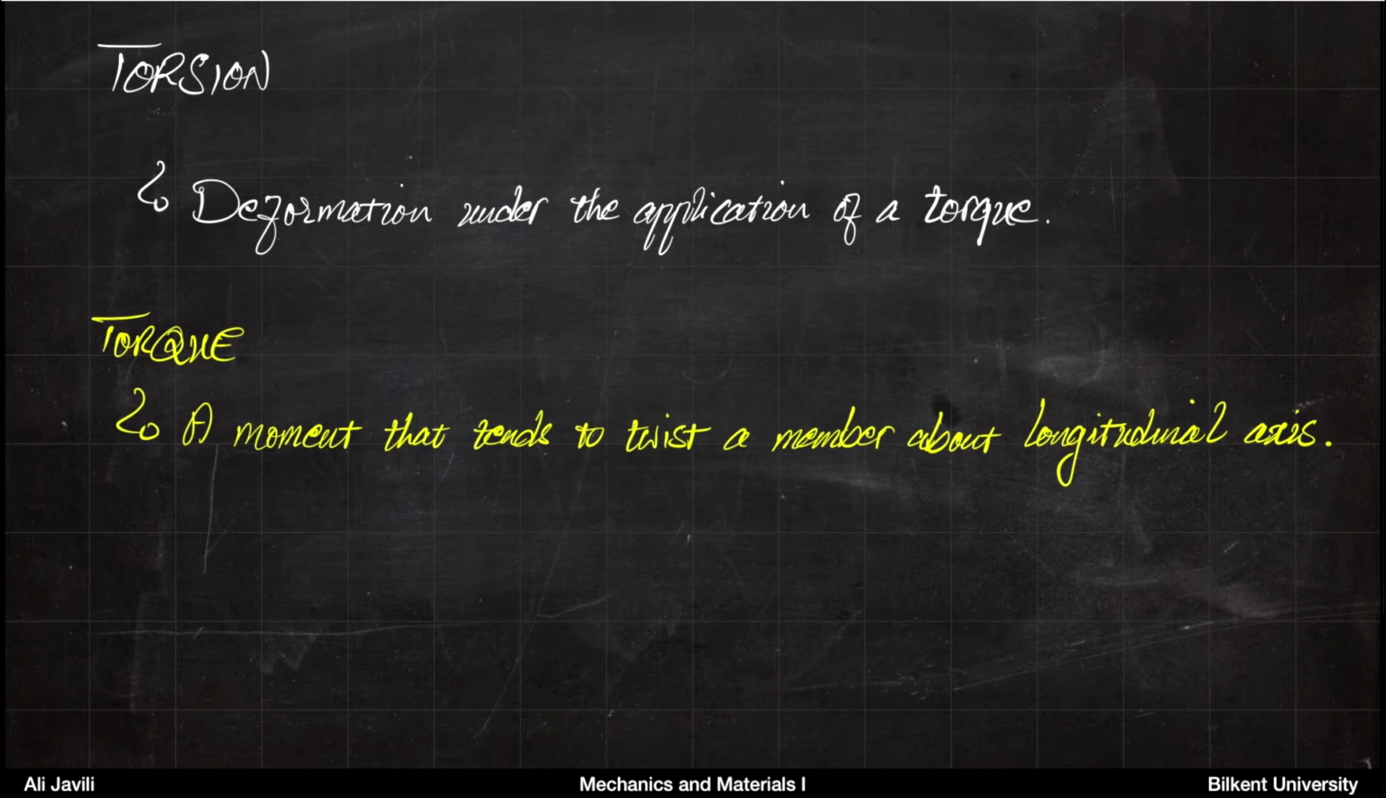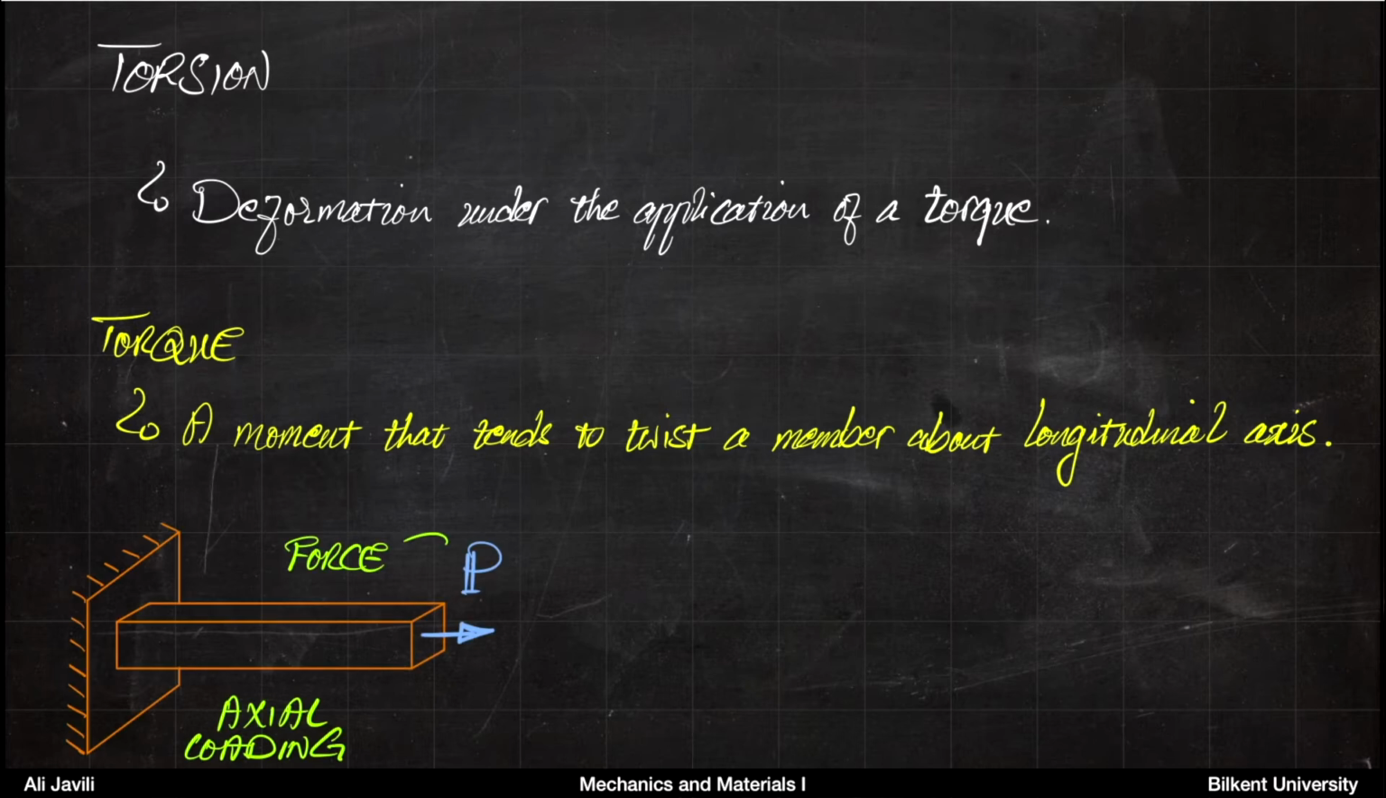In order to illustrate torque, I start with axial loading again because it provides a good reference for us. So if you assume you have a rectangular block here or a bar, on that bar, if you apply a force, a normal force, P, then we talk about axial loading. So remember, we are talking about the problem where you apply a force, and the force is normal to the cross section.